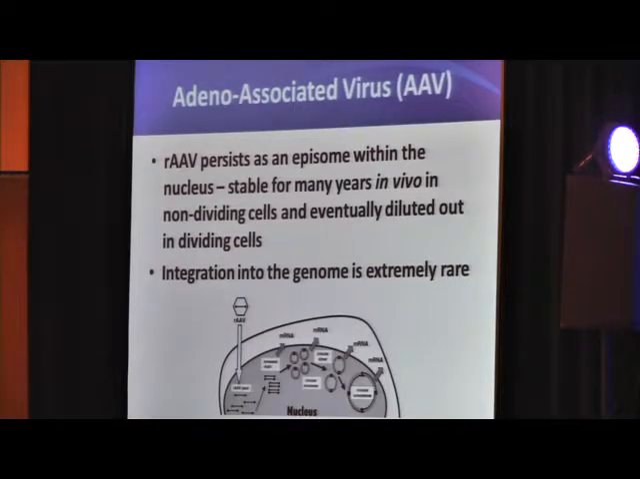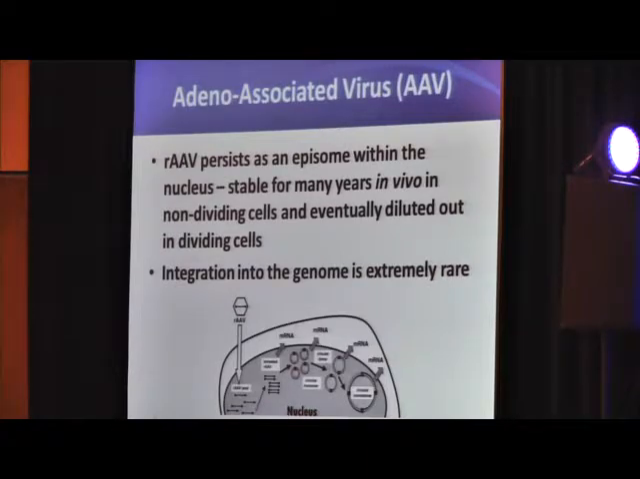Another interesting thing about AAV is that it persists as an episome within the nucleus, so it's stable for many years in vivo in non-dividing cells, but eventually it becomes diluted out in dividing cells. This picture shows AAV entering. It's a single-stranded DNA virus, so you see the single strands become double-stranded, and then over time they persist as little episomes that look like little plasmids.